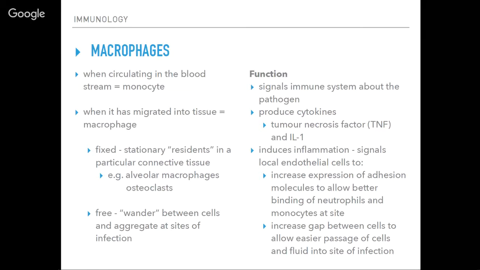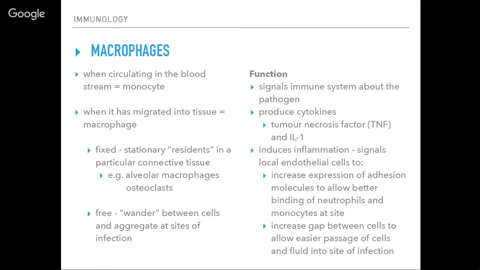Fixed ones are permanently residing in that particular tissue. For example, alveolar macrophages. Your alveoli are in your lungs. Those alveolar macrophages never leave your lung. Your osteoclasts never leave the bone because they don't have a function anywhere else. And then there's the free ones.